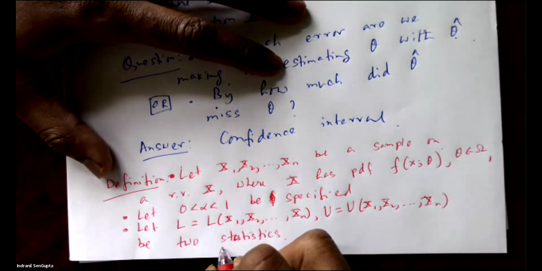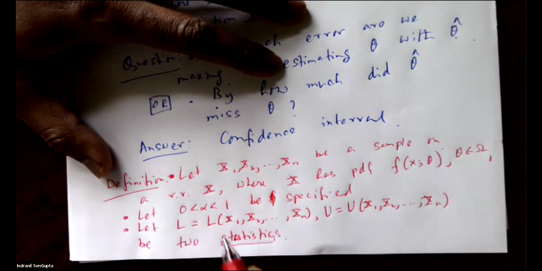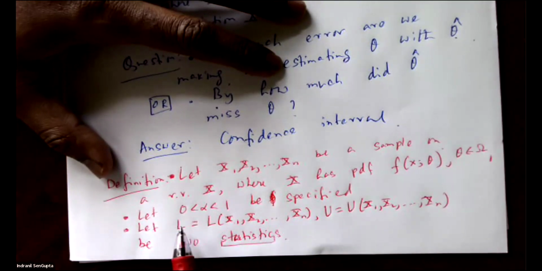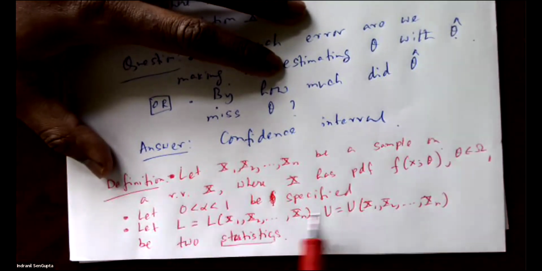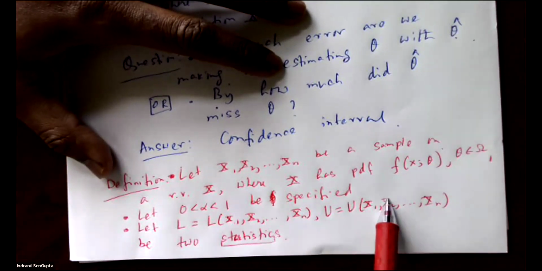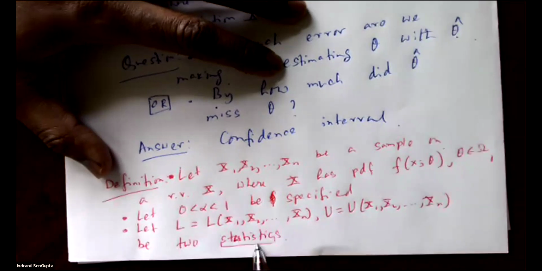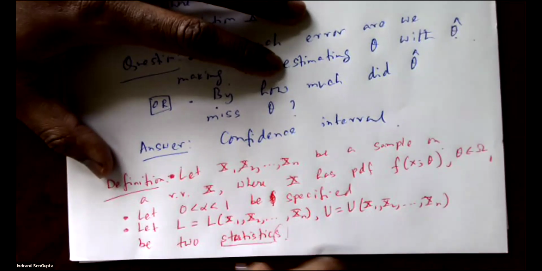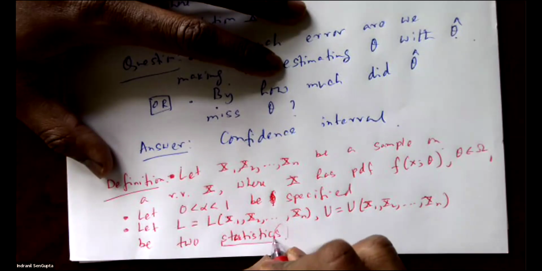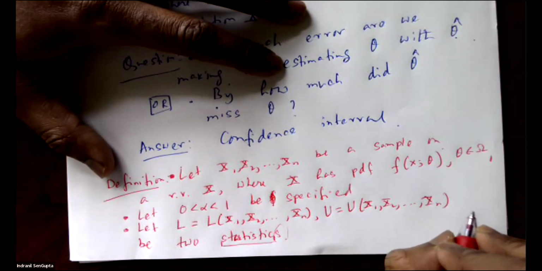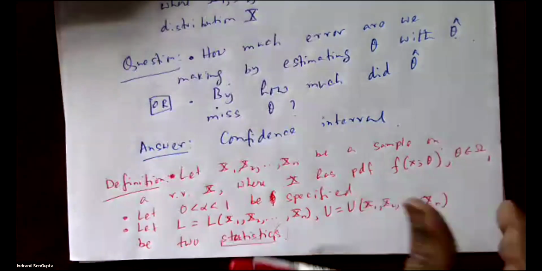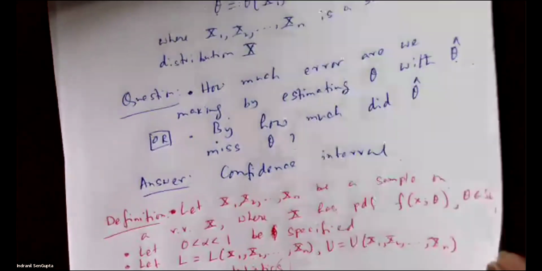Again, what does it mean? The word statistic means a function of the samples. Here we have x1, x2, ..., xn as a sample, so any function of that is called a statistic. There are two of those statistics, so we call them statistics, the plural of statistic. Okay, so we have two statistics. Now we say, here is the confidence interval definition.